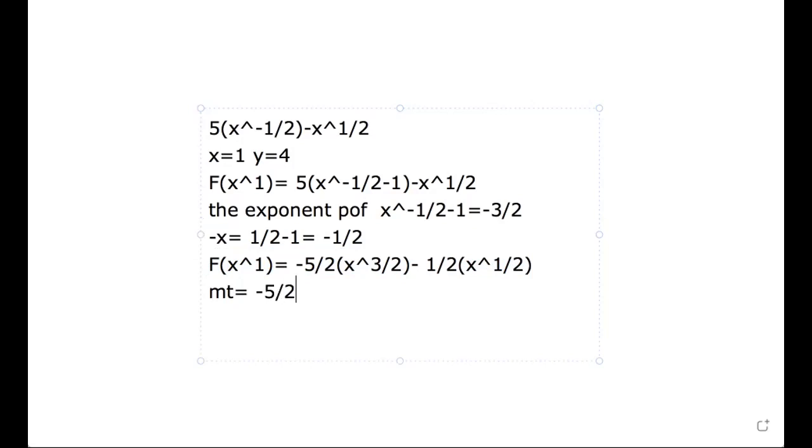Negative 5 over 2. Now we substitute the x by 1 because we know that x is equal to 1. So we substitute 1: negative 5 over 2 times 1 to the 3 over 2, minus half times the square root of 1, you could say. Now we insert that into a calculator. When you insert that into the calculator, it would become -3. So now we know that MT equals -3.